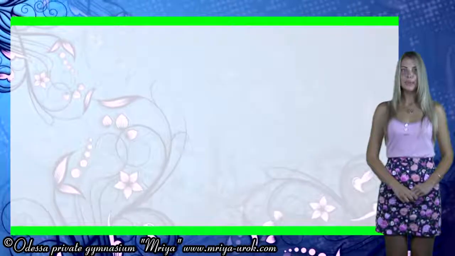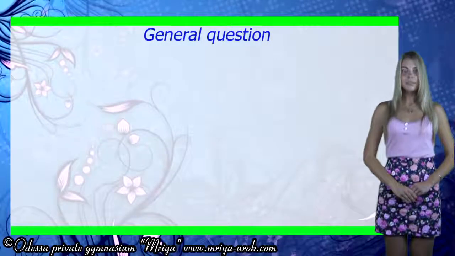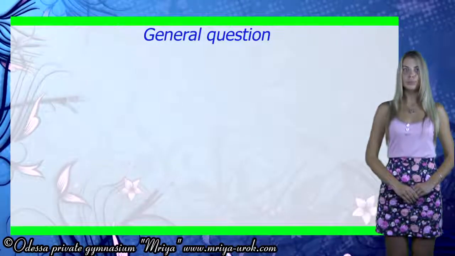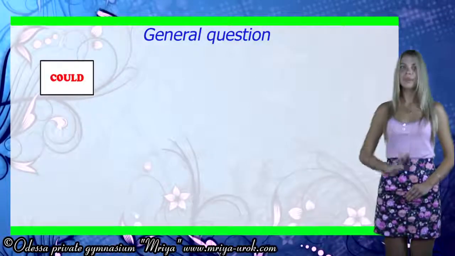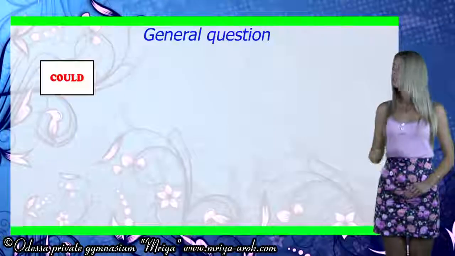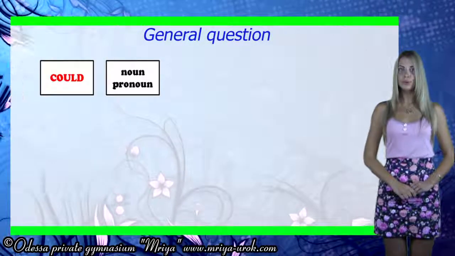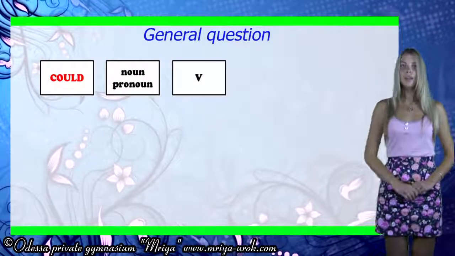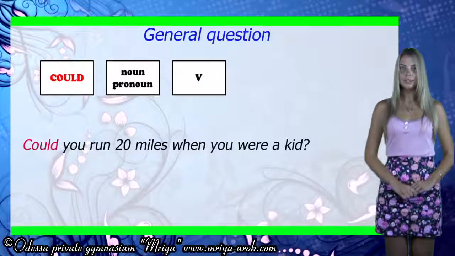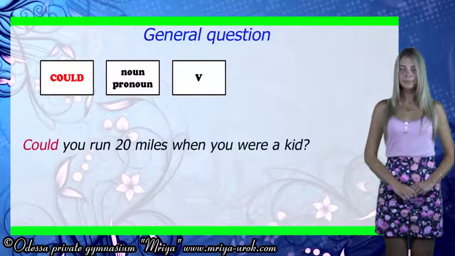If you want to make a general question, on the first position you have to put your modal verb could. After that you put noun or pronoun, and after that you have to put your main verb. For example, could you run 20 miles when you were a kid?